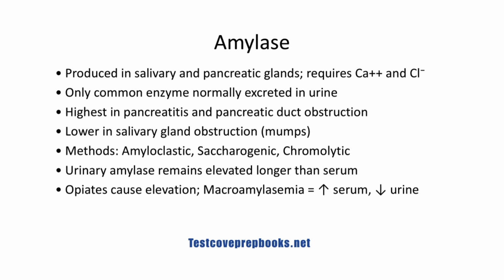In pancreatitis, urinary amylase stays elevated longer than serum levels. Opiates, like morphine, can also raise amylase levels. A condition called macroamylasemia occurs when amylase binds to immunoglobulins, resulting in high serum amylase but low urinary amylase. Importantly, this condition is usually asymptomatic.